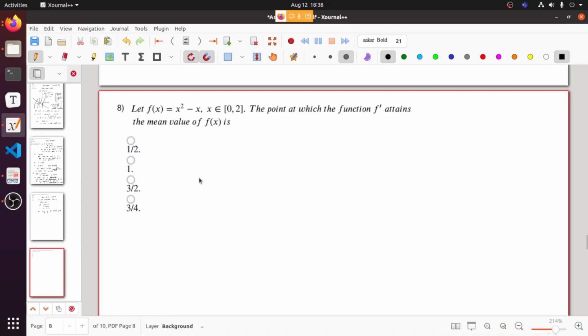Question number 8. What is it saying? f x is x square minus x, and the domain is x belongs to 0, 2. You have to find at which point the derivative f dash attains the mean value of f x. Mean value means its derivative will give the average or mean, right? So you have to find at which point, it's the mean value theorem.